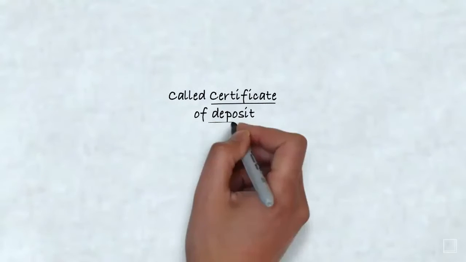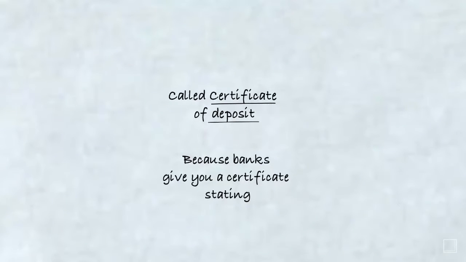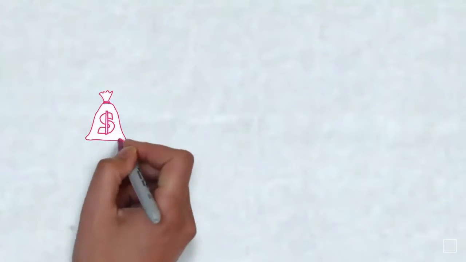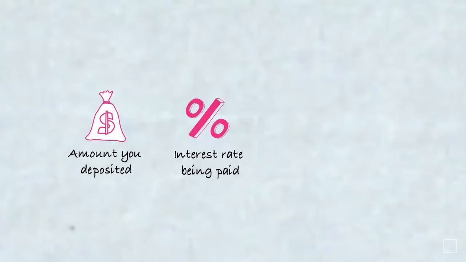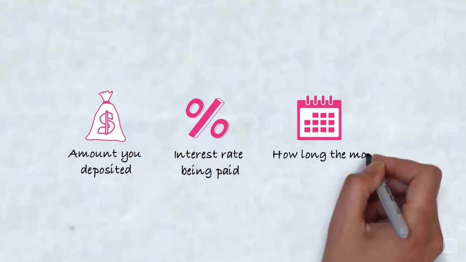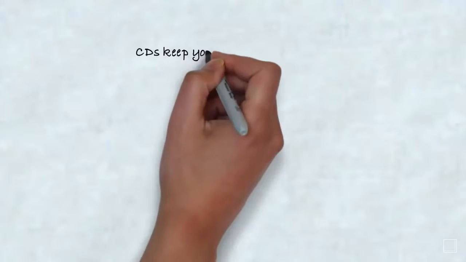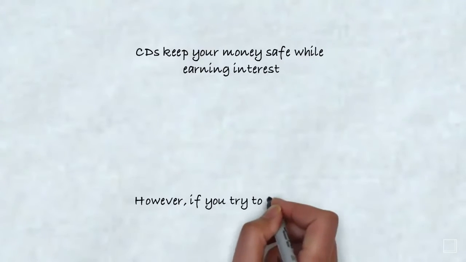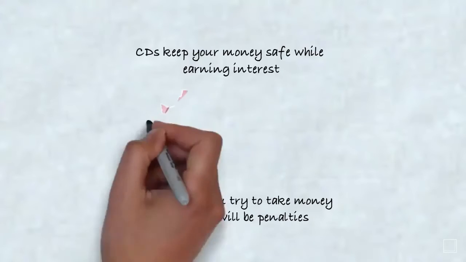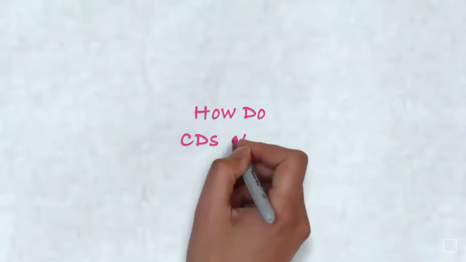It's called a certificate of deposit because you get a contract with the bank that has 3 pieces of set information. 1, the amount you deposited. 2, the interest rate that they'll pay you. And 3, how long you have to keep the money in the account without touching it. CDs often earn a higher interest rate than regular traditional savings accounts, but they have penalties if you have to take the money out early.